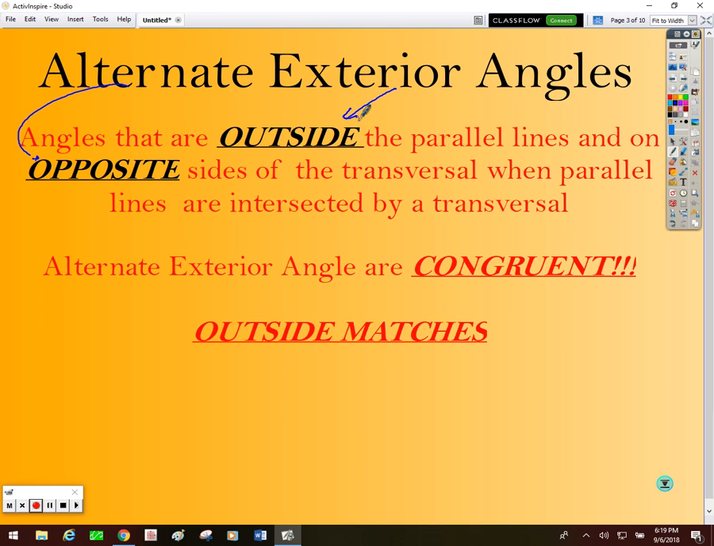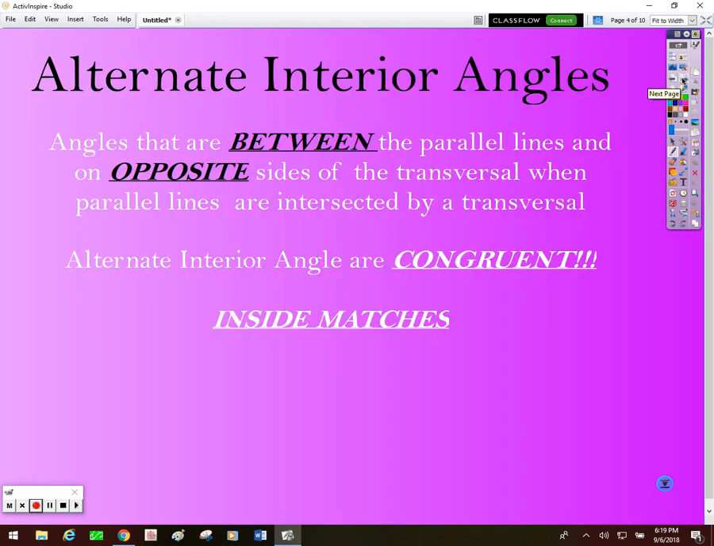The other type of angle we're going to talk about is alternate interior angles. Alternate interior means on the inside, and if you think about inside, what I'm talking about is the area between the parallel lines. And again, alternate means on the opposite side of the transversal. So alternate interior angles are angles that are between the parallel lines and on opposite sides of the transversal when those parallel lines are cut by that transversal.